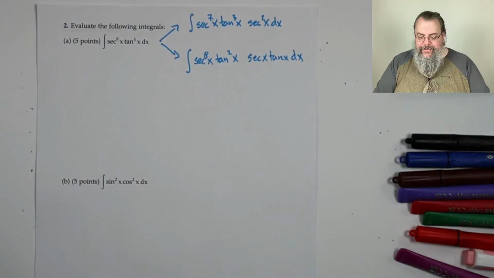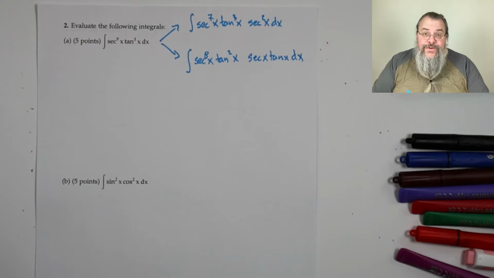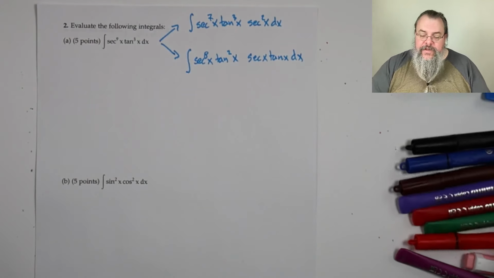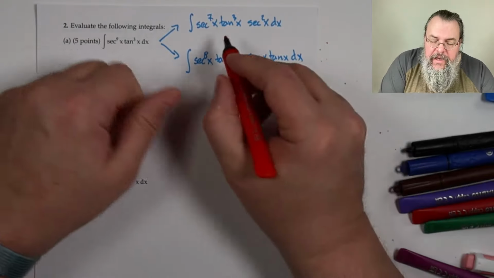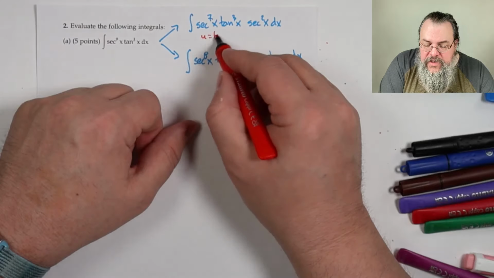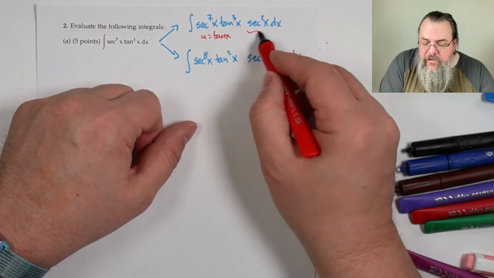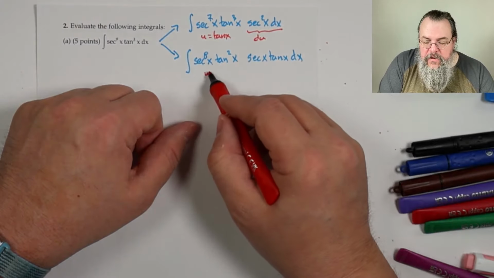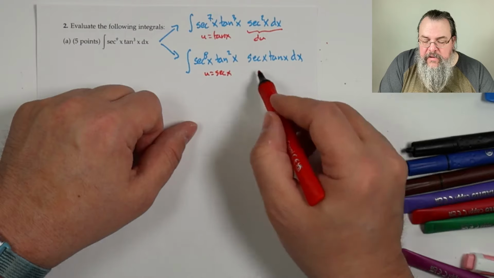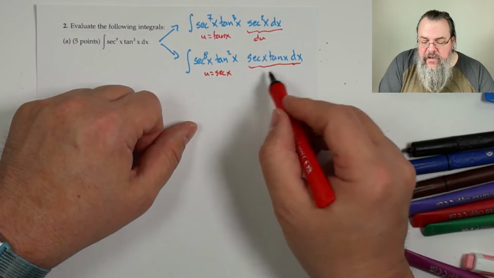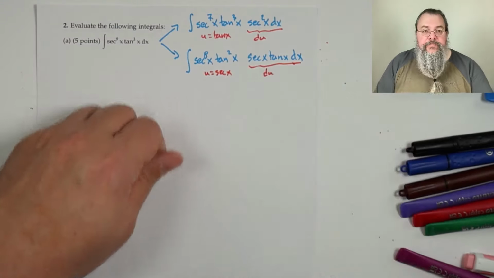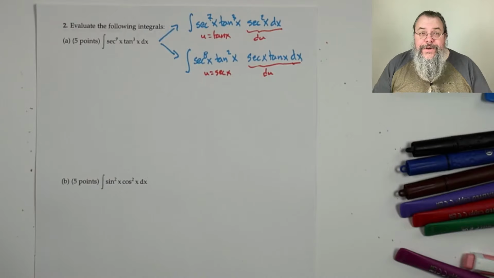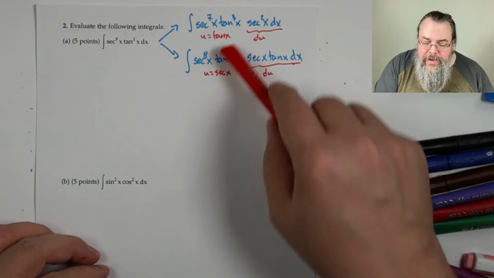And you're saying, okay, what? Why are you doing this? Well, because there are two good potential substitutions. One potential substitution is to say, if I set u equal tangent x, then this secant squared x dx would be du. Another could be, if I set u equals secant x, then secant x tangent x dx would be du. So now we come to the question, which road do you want to take?